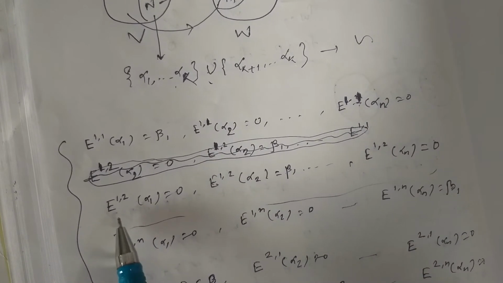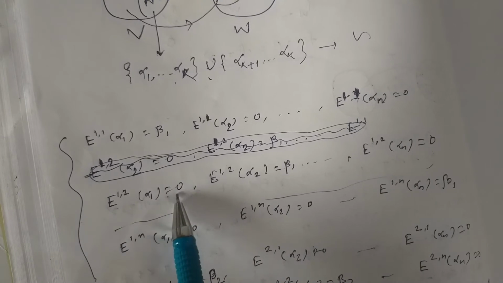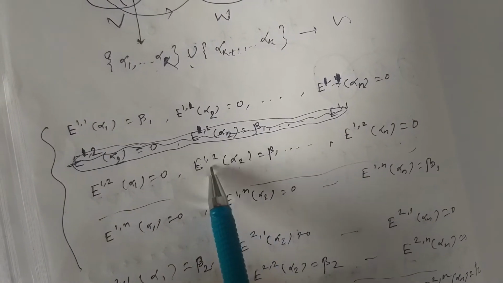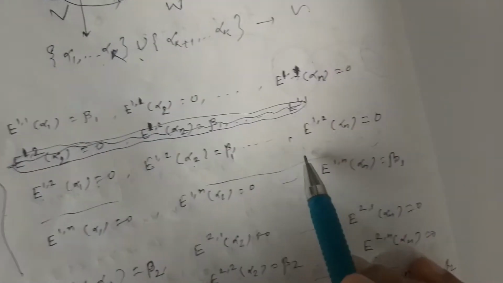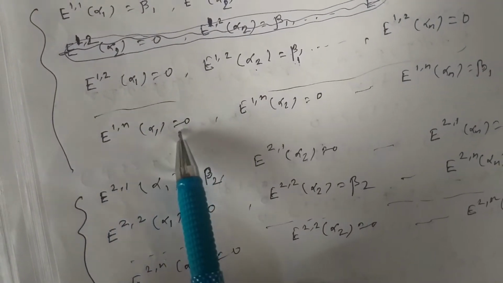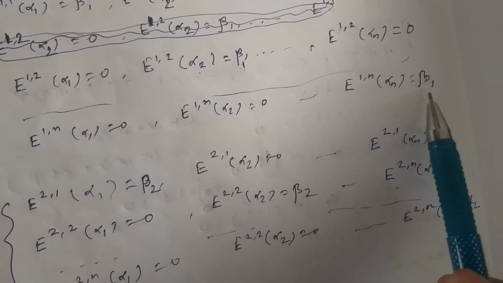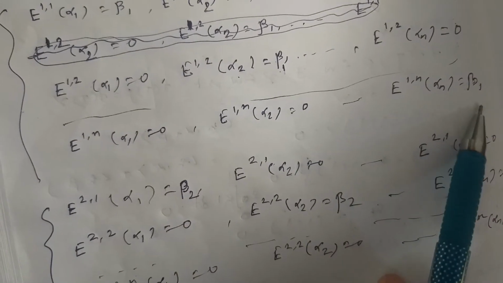Similarly, the next transformation E12 takes alpha 1 to 0, since 1 is not equal to 2. Here E12 of alpha 2, 2 equals 2, so it takes it to beta 1. Similarly, E12 of alpha n equals 0. And in this way E1n of alpha 1 is 0, E1n of alpha 2 is 0, and E1n of alpha n equals beta 1.